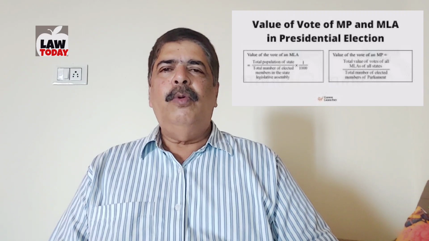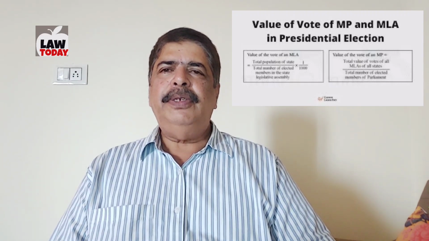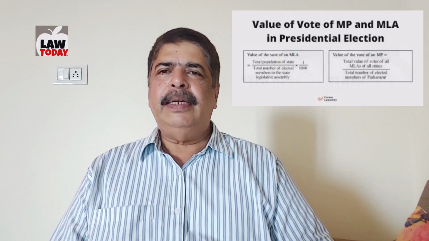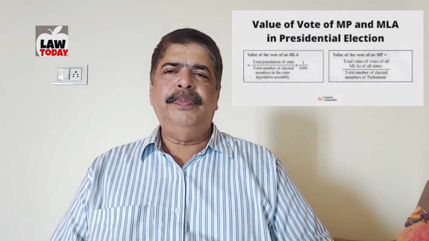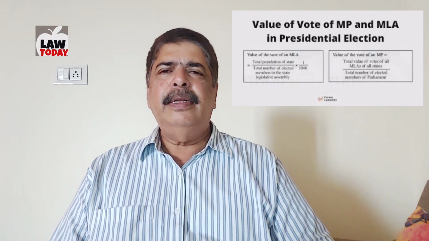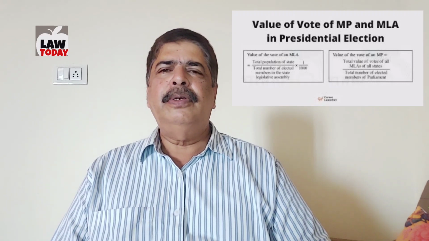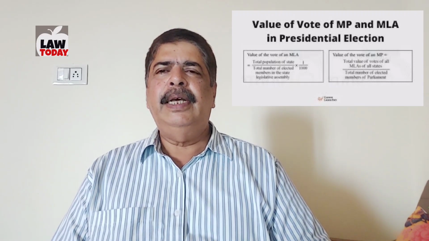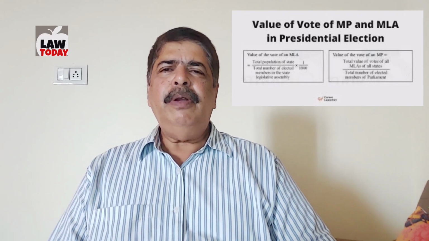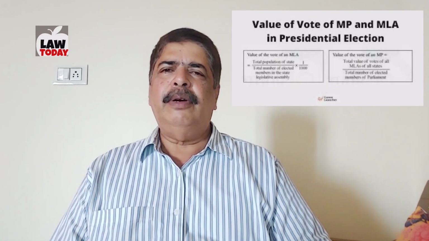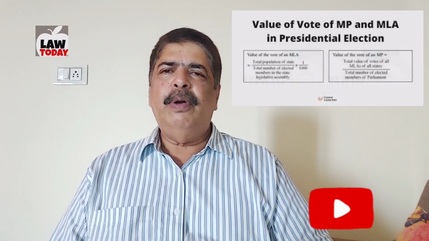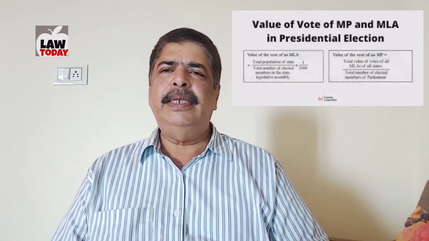According to the formula, each elected member's vote value is obtained by dividing the population of the state by the total number of elected members. The quotient obtained is then multiplied by 1000, which gives the number of votes of each member of a state legislative assembly. Number of votes of each member of parliament is obtained by dividing the total number of votes of legislative assemblies of all states by the number of members of both houses of parliament.